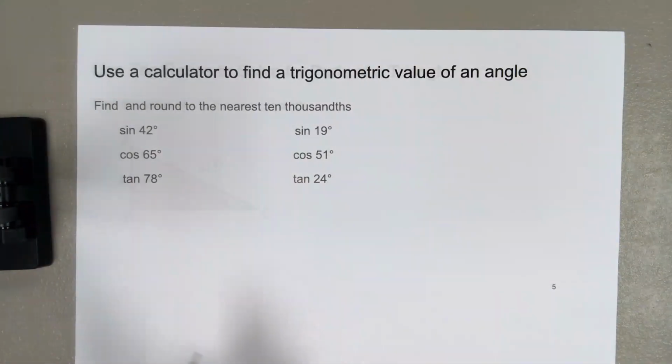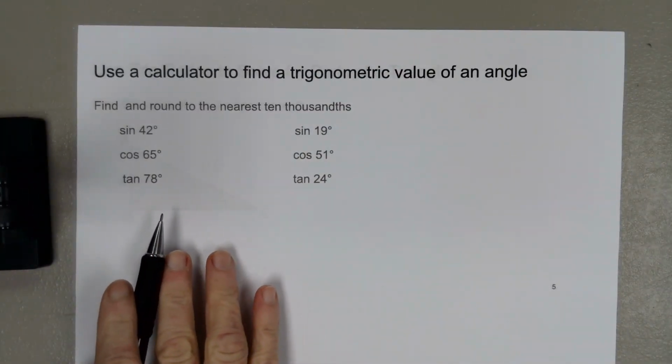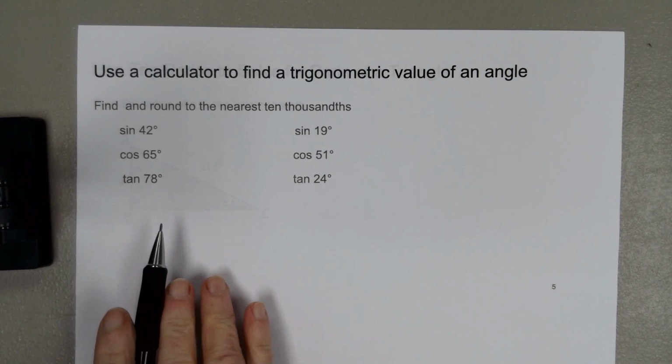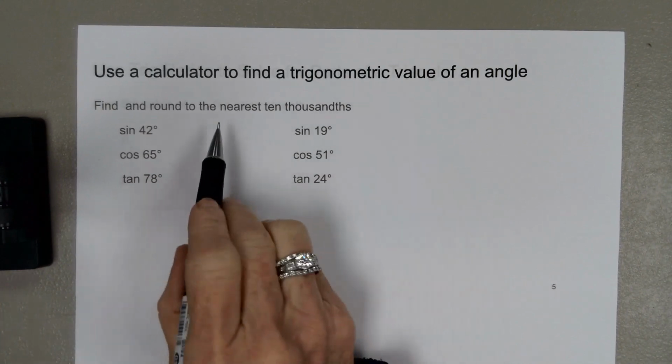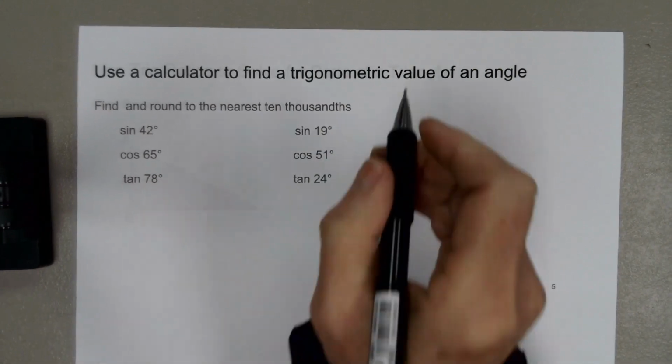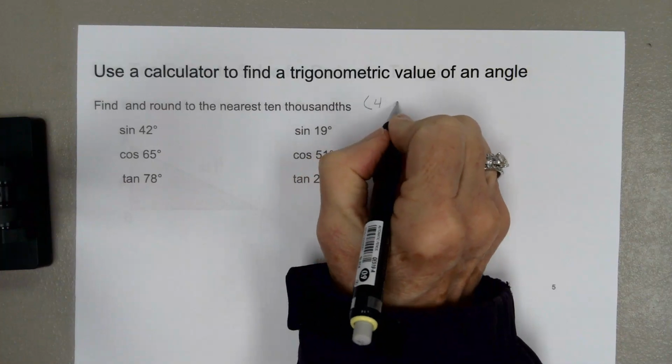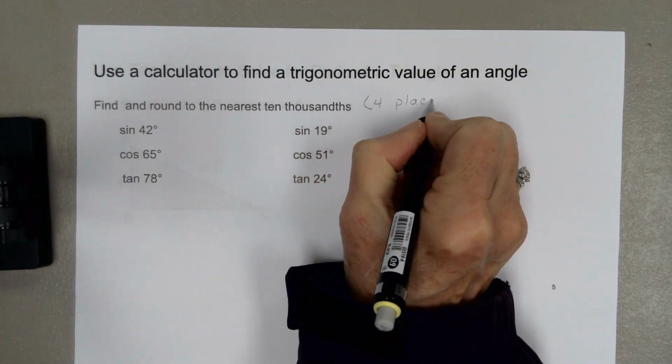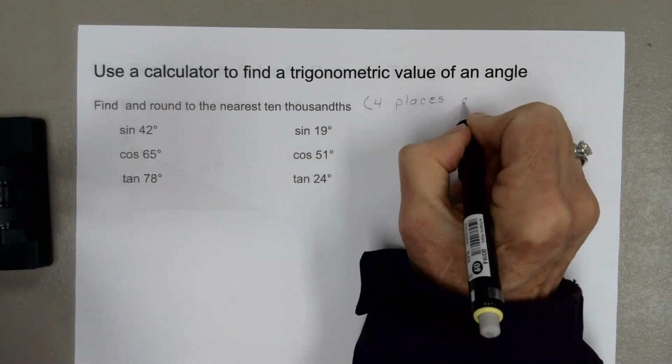Now, sometimes you have to use a calculator. They don't give you any angles. They don't give you any measurements. And they tell you to round it to the nearest ten-thousandth. So that's 4 places after the decimal.